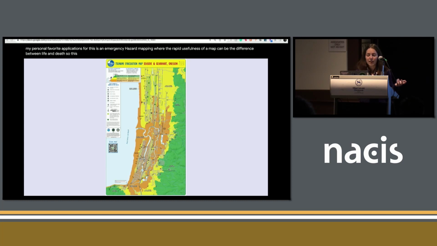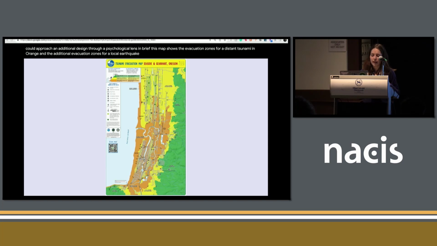So this is a tsunami evacuation map of Seaside, Oregon, published by the Oregon Department of Geography in 2021. And it's kind of difficult to read on the screen here because of the size, but I'll briefly go over the basic components of the map and how we could approach an additional design through a psychological lens. In brief, this map shows the evacuation zones for a distant tsunami in orange and the additional evacuation zones for a local earthquake and tsunami in yellow.